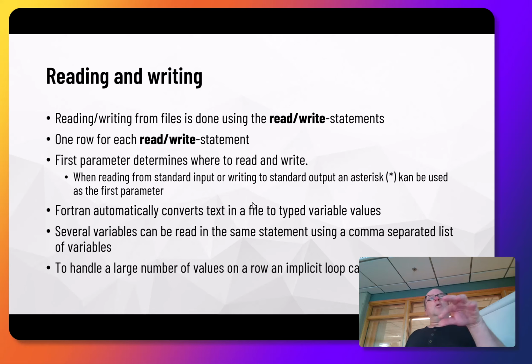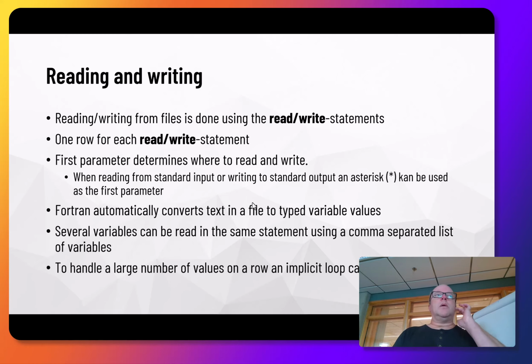The first parameter of the read statement determines where you read from or write to. If you put a star in the first, it will use standard input or standard output, basically from the terminal console. Fortran will also automatically convert the text in your text file into the variables you're reading in, so you don't have to do the string or float conversions. It will do that for you.